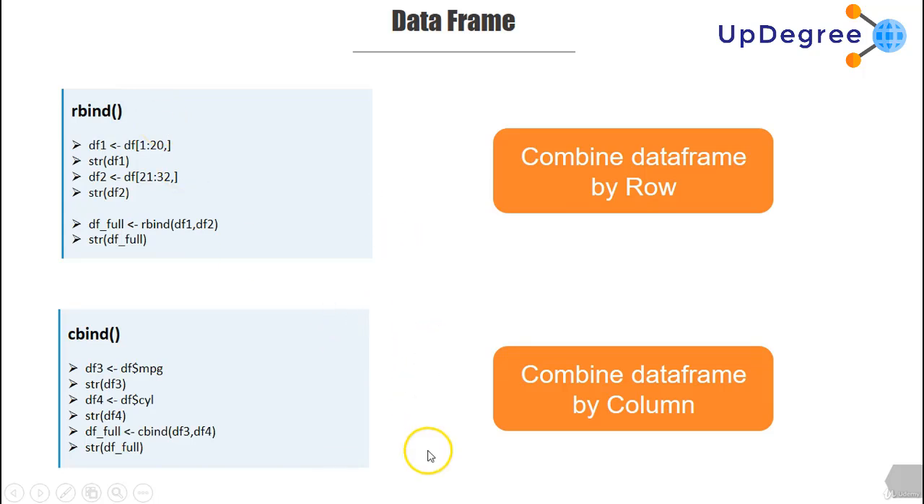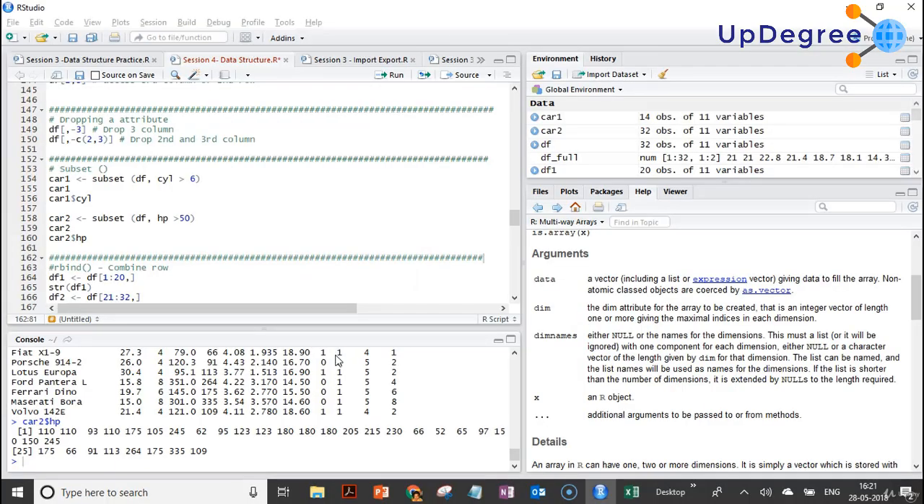Similarly, if you have two columns, suppose for all the 32 car brands you have a mileage, which is a column, and then you have maybe another one, maybe cylinder. So you want to combine these two columns, that also you can do using the cbind function. Let me quickly give you the demo.